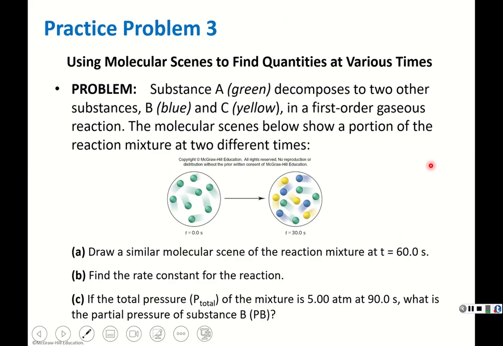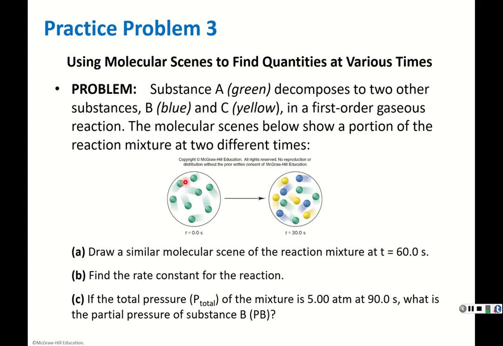So let's try a problem with half-lives. Substance A is green. It decomposes to 2 other substances, blue and yellow, and it's a first-order process. The molecular scenes shown below show the reaction mixture at 2 different times. So we have T0, where initially we have all A. And then at time equals 30 seconds, you can see that now we have only 4 molecules of A and 4 molecules of B and C.